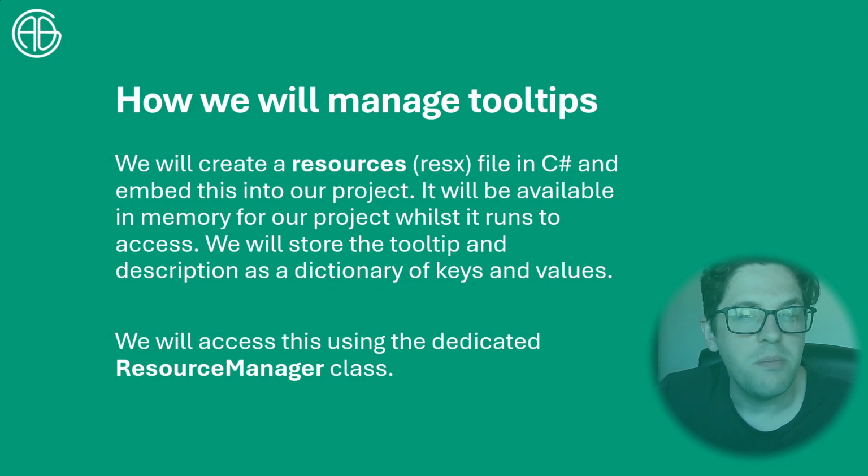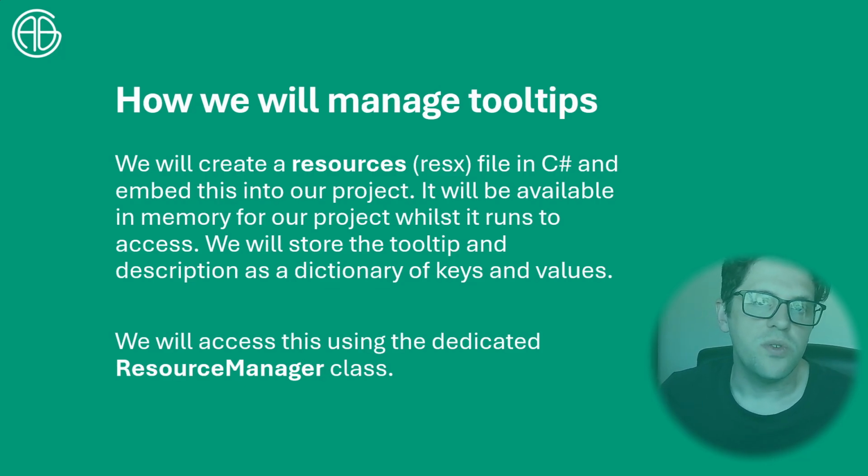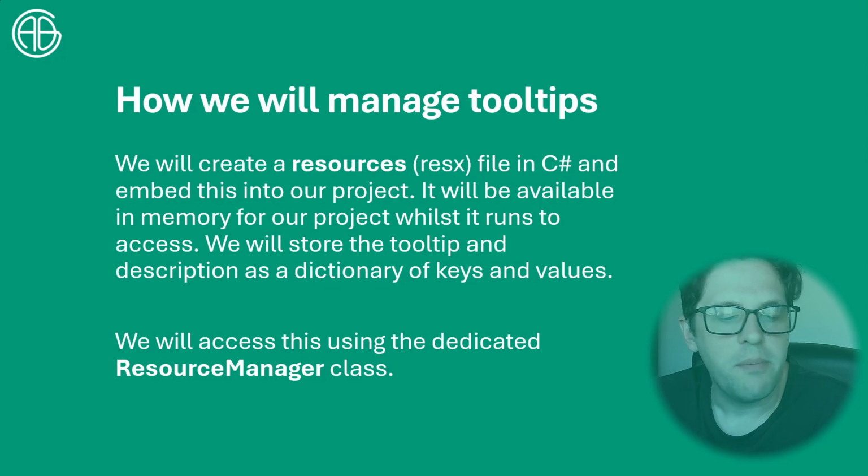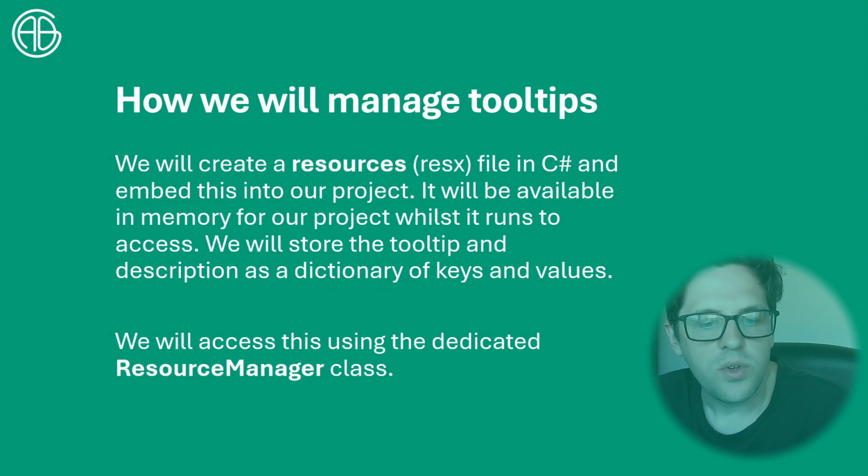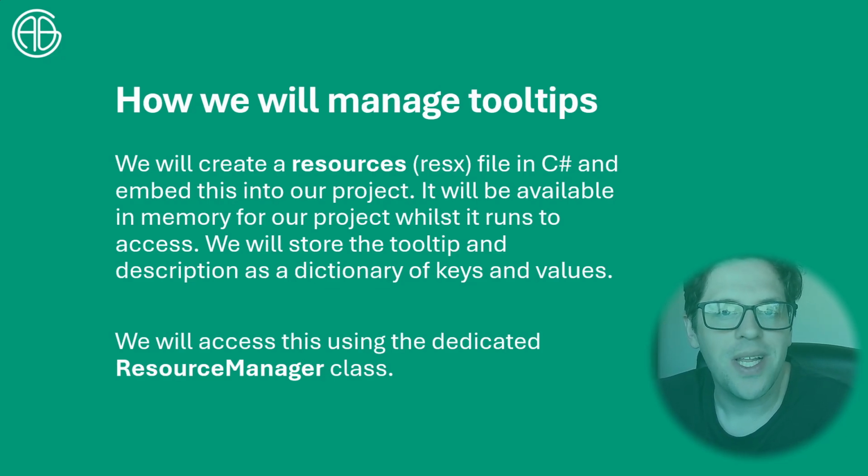We're going to make sure it's an embedded resource and it's available to the project in memory when it runs, and it gets built into our project when we build it as an add-in. We're going to store the tooltip and its key as a dictionary of keys and values, where the key will be the unique base name of the command that we associate it to, and the value will be the full tooltip we'd like to correlate to that button or pull down.